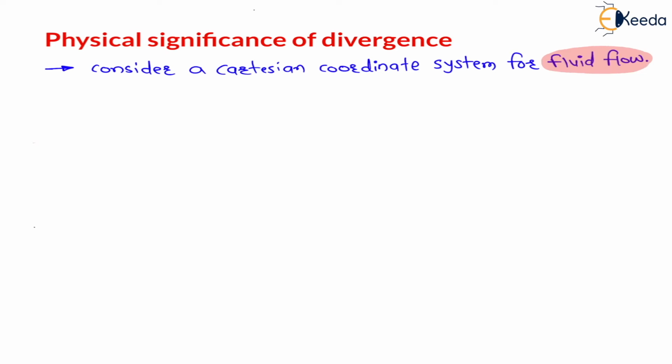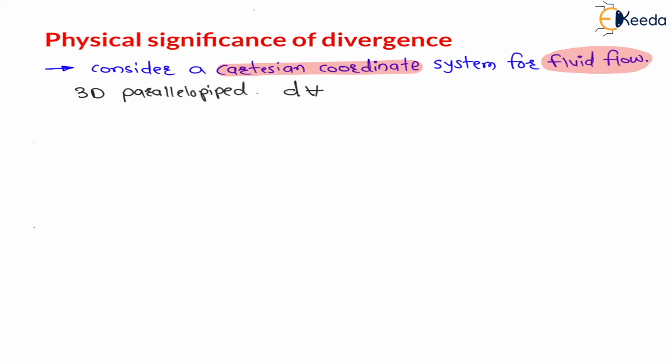Now I will consider a Cartesian coordinate, which means 3D coordinates. Here I will consider a 3D parallelepiped, which means it is a 3D element. See how the 3D element is considered. It is a 3D parallelepiped of very small volume. This V is for volume.